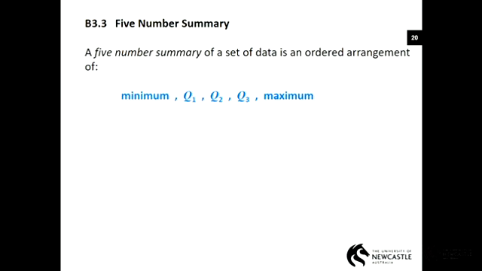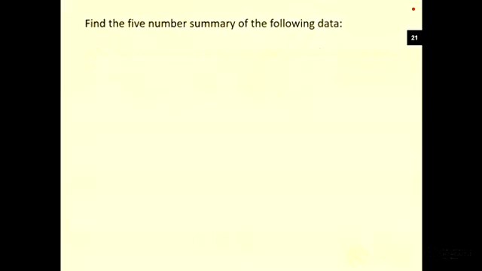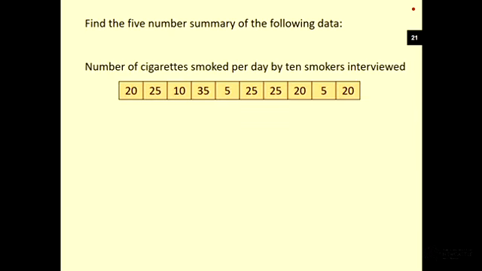Okay, a 5-number summary is something we can use when we have a whole stack of data, and it might be enough to give us an idea of what happened in it. All a 5-number summary is, is the minimum of the data, the maximum of the data, and Q1, Q2, Q3. That actually tells me a lot. If someone were to say, I took 200,000 results, and this is the 5-number summary, that's enough to tell me heaps. Okay? So, let's find a 5-number summary of the following data. Number of cigarettes smoked per day by 10 smokers that were interviewed.